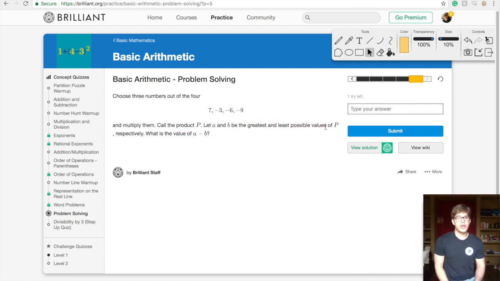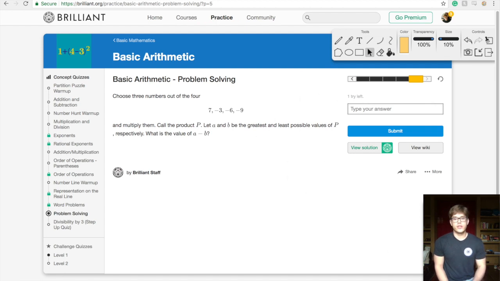Choose 3 numbers out of the 4 and multiply them. Call the product P and let A and B be the greatest and least possible values of P, respectively. What is the value of A minus B?